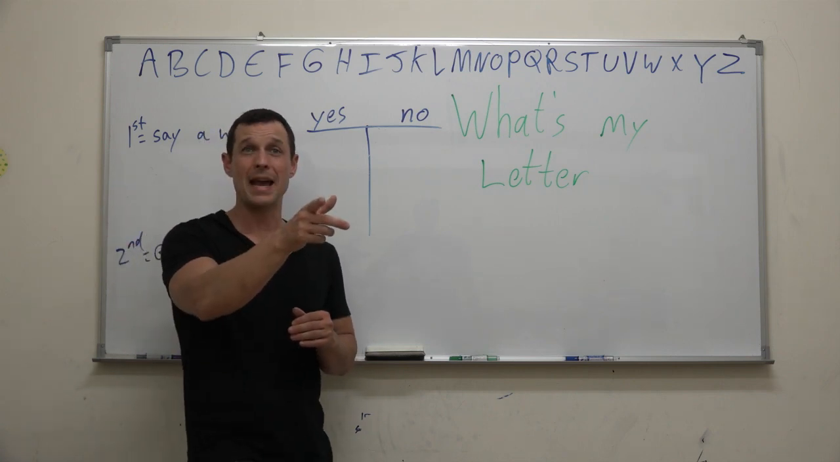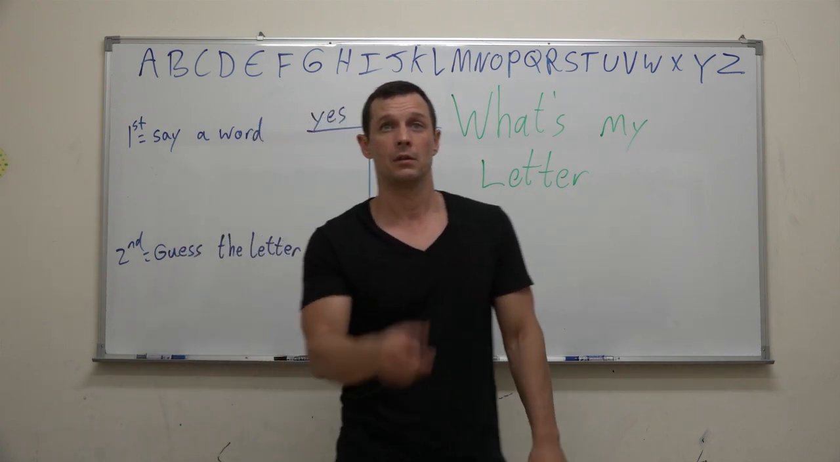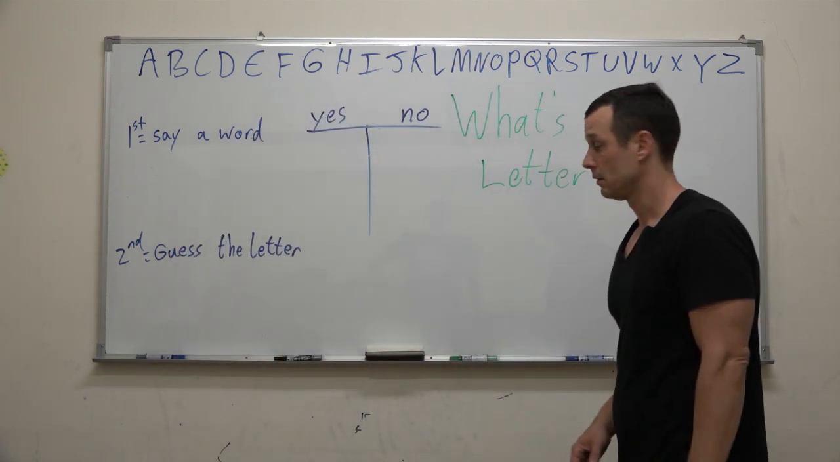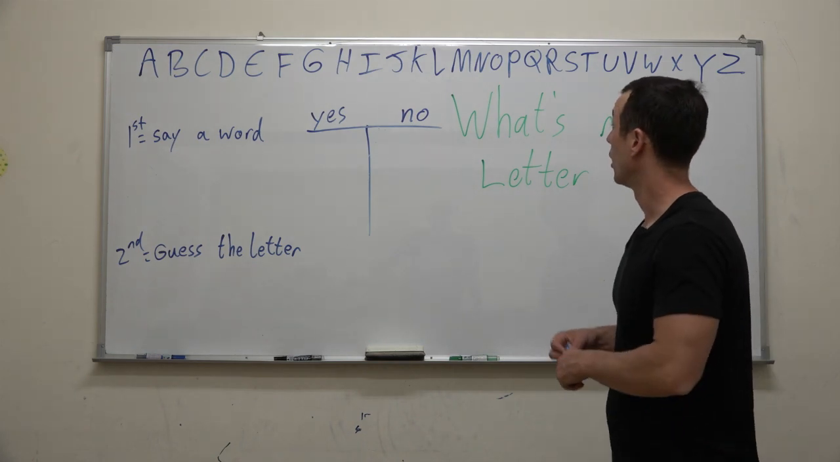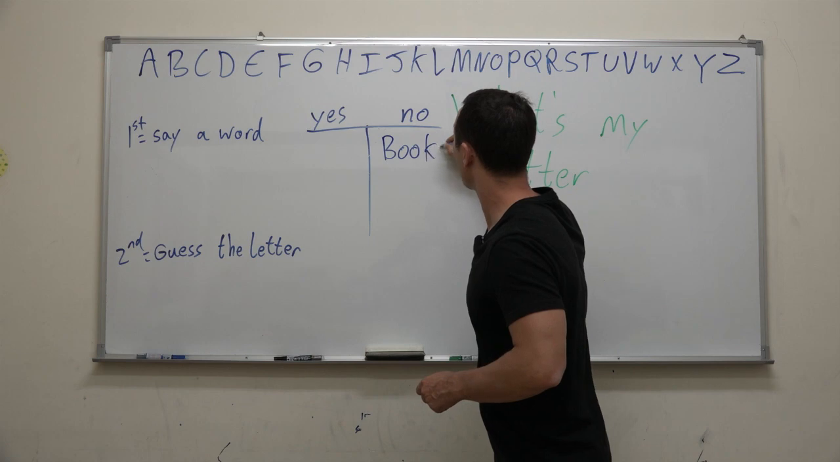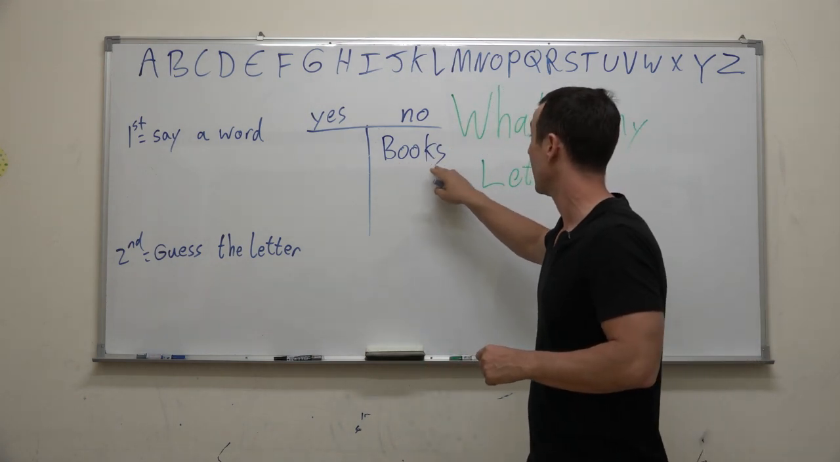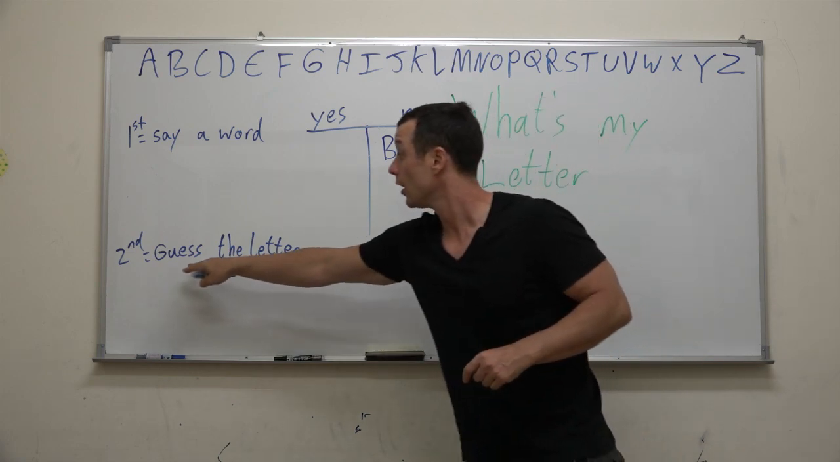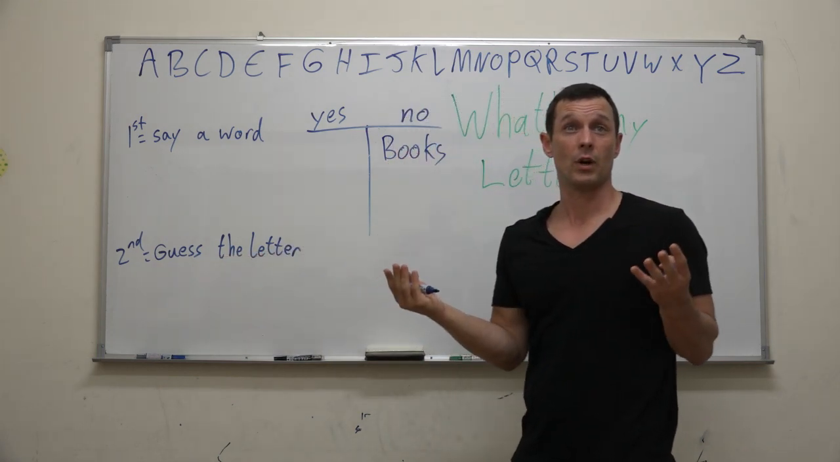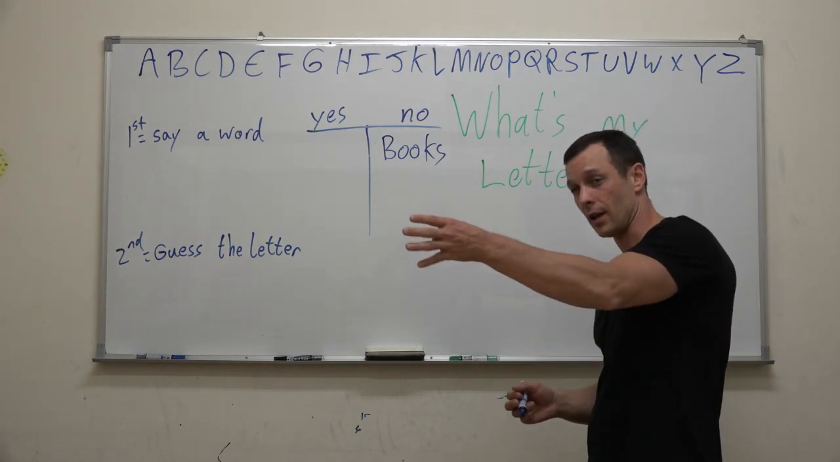So I'll say Team A, first thing you need to do is just tell me a word. So Team A? Books. Okay, no. The letter that I have chosen that I want you guys to guess is not B, O, K, or S. But now you can still guess. What is my letter? Is it R? No, it's not R. Okay, then I'll go to the next team.